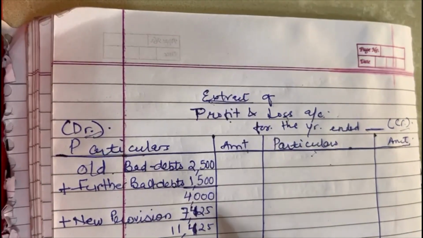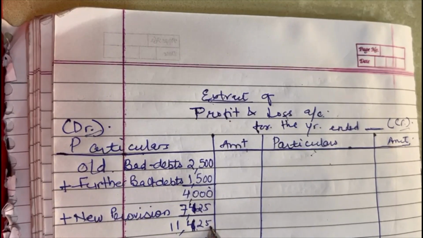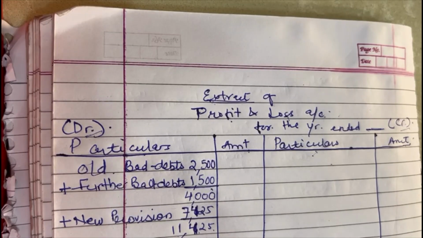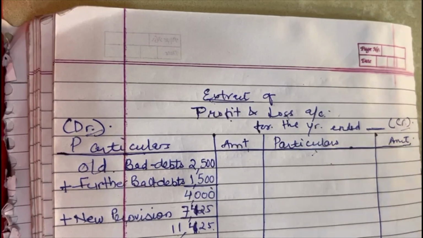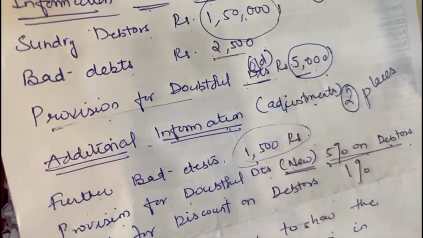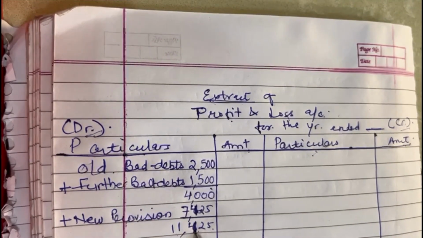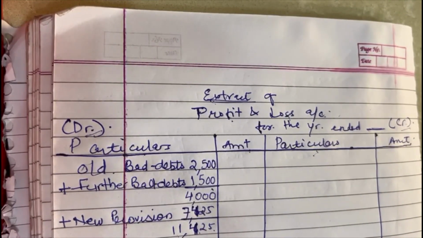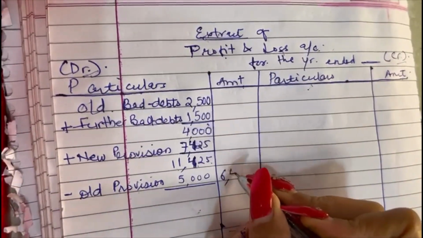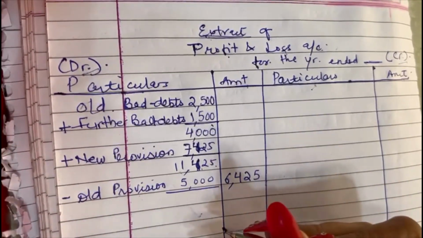After adding 7,425 to 4,000, we get 11,425. After this, we need to subtract old provisions that is given in the question, 5,000 rupees. Old provision for doubtful debts जो हमें question में given है 5,000 रुपए, वो हम यहाँ पर subtract करेंगे from the total we have as of now जो कि है 11,425 रुपए. आप इसमें से old provision less करेंगे 5,000 रुपए and you will get your final balance that is 6,425 rupees जो आप outer column में लिख सकते हैं.